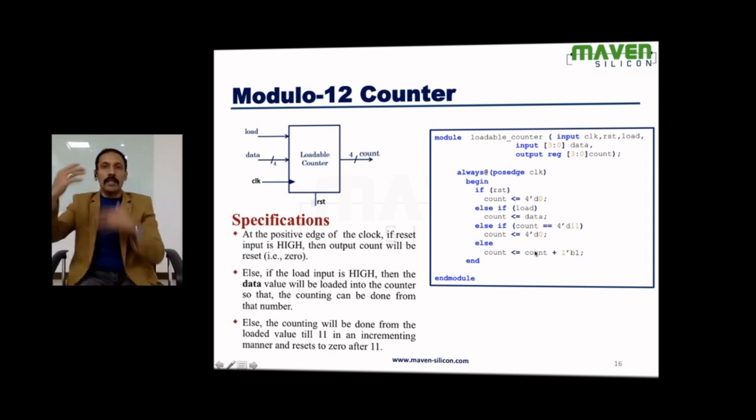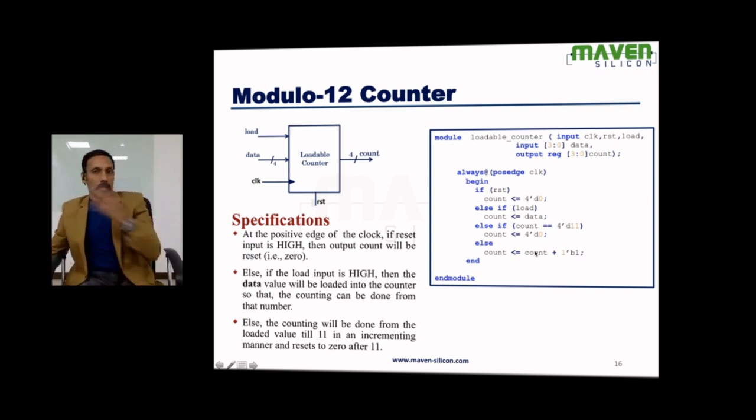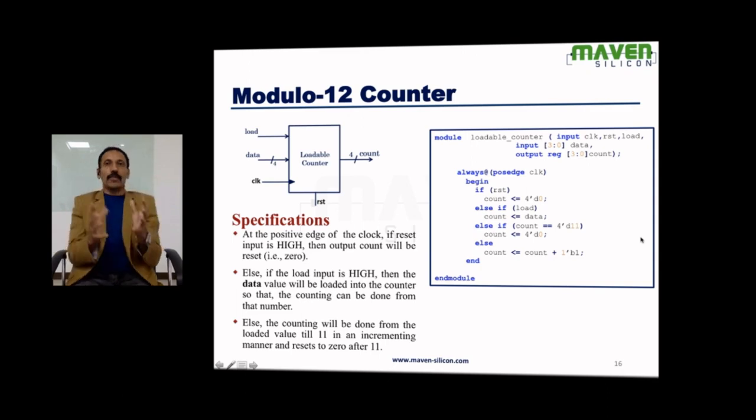That's going to happen. Once it reaches 11, let's say it reaches 11 in this clock cycle. Then in the next clock edge, it comes inside. Is there any reset? No. Is there any load? No. Whether the count has become 11? Yes. In the last clock cycle, it has become 11. So I have to make it 0. Then it comes out. So that's how you need to visualize.